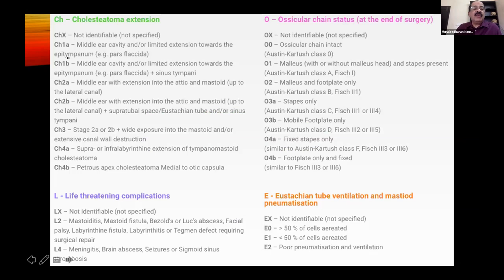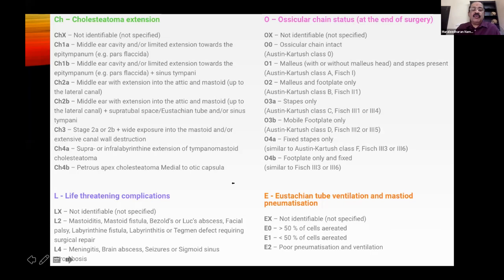You have extension of cholesteatoma, 1A, 1B, 2A, 2B, 3A, 3B, and 4A and 4B, starting from middle ear up to the petrous apex. And ossicles, again, depending on the ossicular status, you have O1, O2, O3, 4A, and 4B, when the footplate is pulley and fixed. And again, complications L2 and L4, when there are extracranial complications or intracranial complications. And E1 and E2, depending on the pneumatization of the eustachian tube.